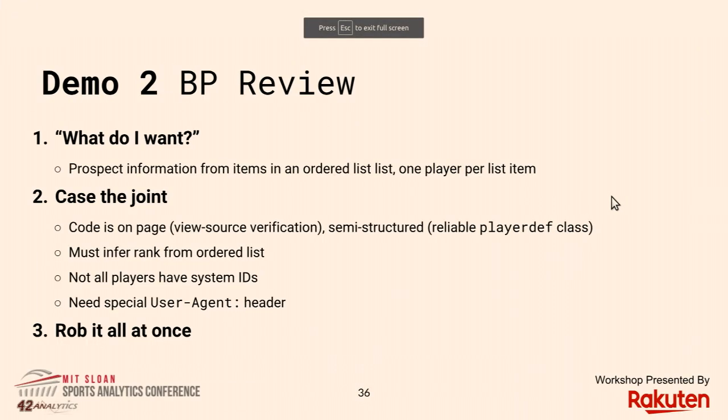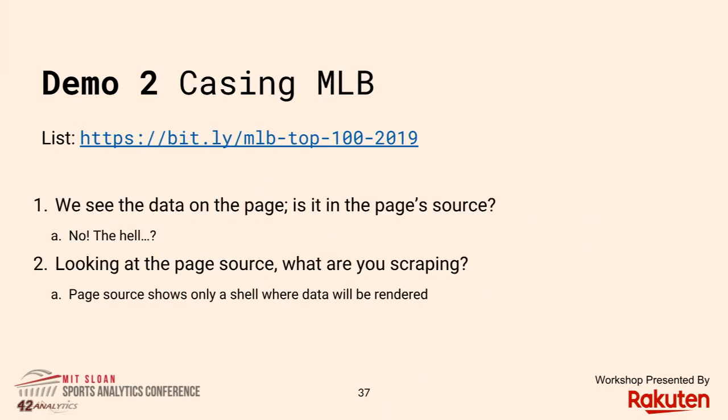So we've got that. And then just to review real fast, we got prospect information from items in an ordered list, one player per list item. We looked at it. We said it is in the source. We don't need to load an external data resource. It's semi-structured with a fairly reliable player def class. That proved to be false. For the rank, system IDs, and user agent header, we took it all at once. Excellent. So finally, let's look at MLB. Doing all right on time.